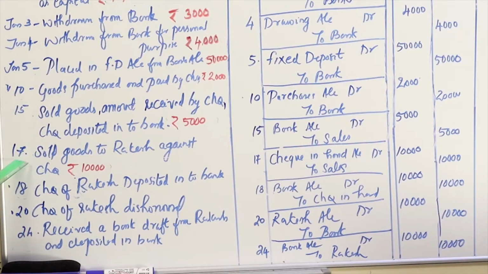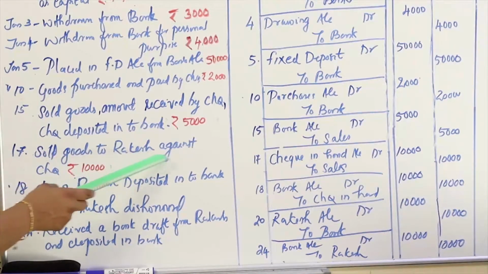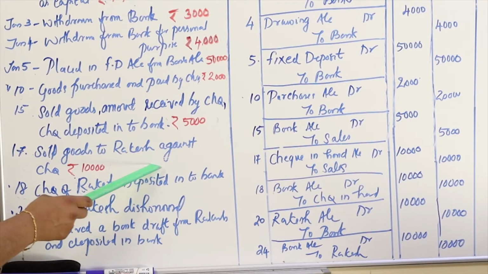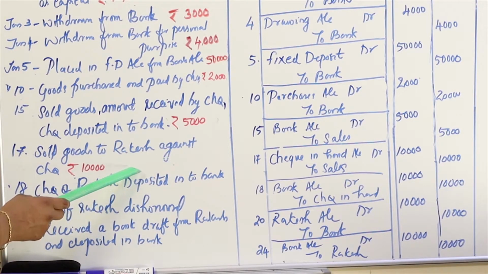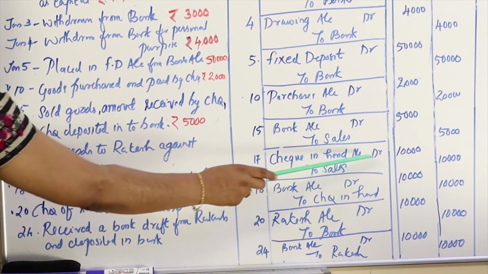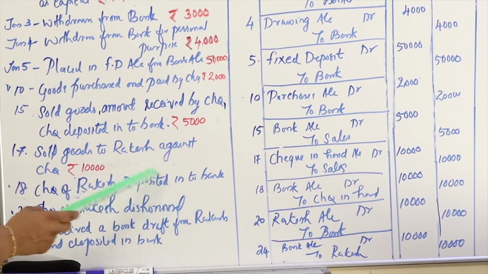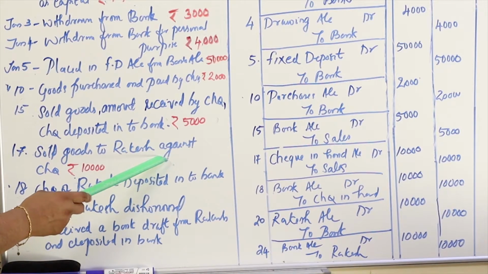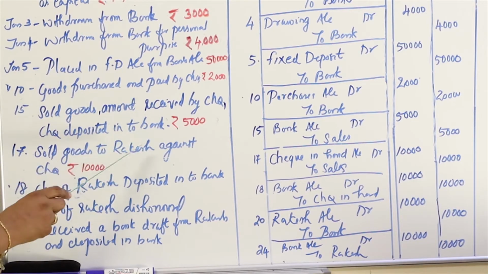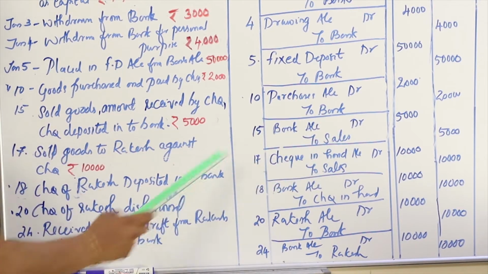Then 17th, Jan 17th, sold goods to Rakesh against check 10,000. So sales to Rakesh 10,000, but this check we did not deposit into bank, which means the check is in hand, check in our hand. So instead of debiting bank, we have to debit check in hand. So check in hand account debit to sales. If we deposited the same check in the same day, we have to write bank to sales. But we did not deposit and the check we hold in our hand. So check in hand to sales.